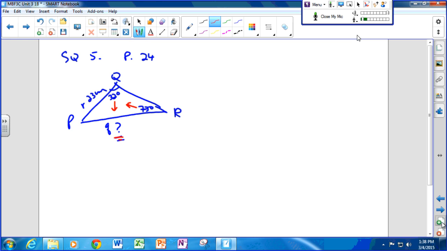So let's write that out. We're going to put the Q on top. So little q, that's a pretty ugly looking q. Let's try that again. Okay, so little q over the sine of 32 degrees, that's big Q, equals 23 centimeters, which is little r, over the sine of 73 degrees, and that's big R.